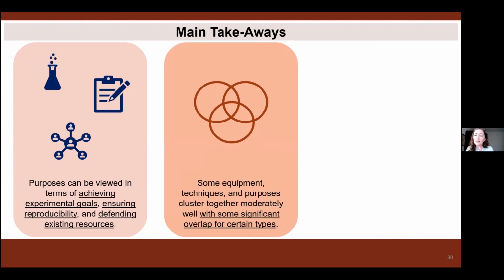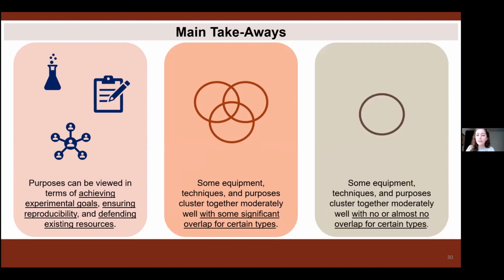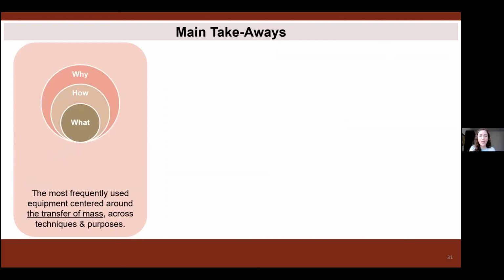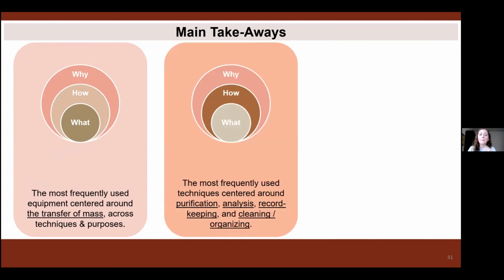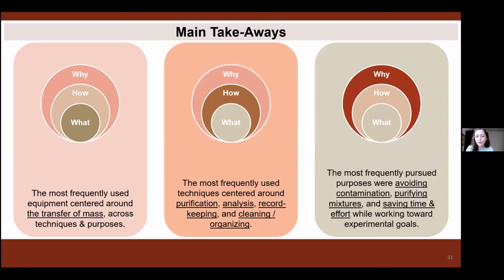Some of their equipment and techniques and purposes overlap a lot with others, but some of them are really exclusionary, like some equipment is only used for one specific technique or one specific purpose. The most frequently used types of equipment are centered around transferring mass from point A to point B. Most frequently used techniques are about purification, analysis, record keeping, and cleaning up. And the most frequently sought after purposes were avoiding contamination, purifying mixtures, and saving time and effort as well.